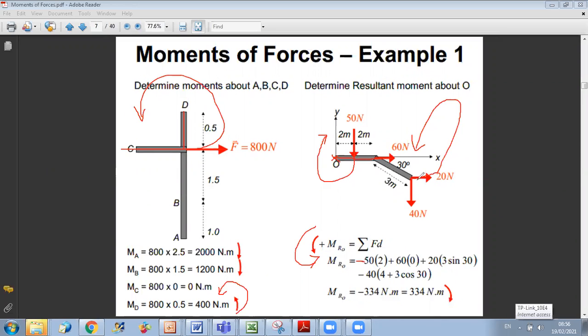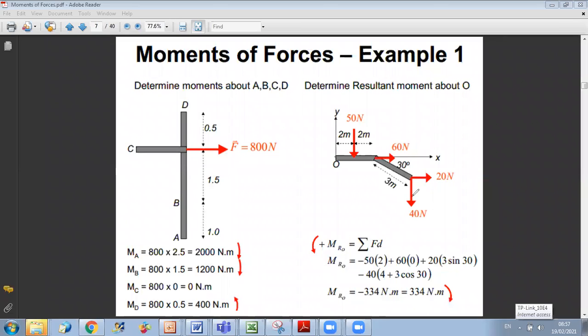So I should multiply plus 20 times which distance? This is the line of action of the force. I should take the perpendicular distance from O towards this line. So this is the distance I should consider. This distance is equal to this one here. And this distance from the figure is 3 sine of this angle. So 3 sine 30.